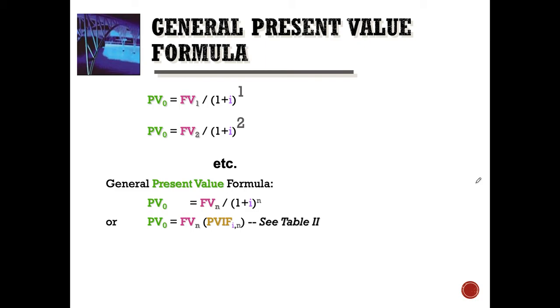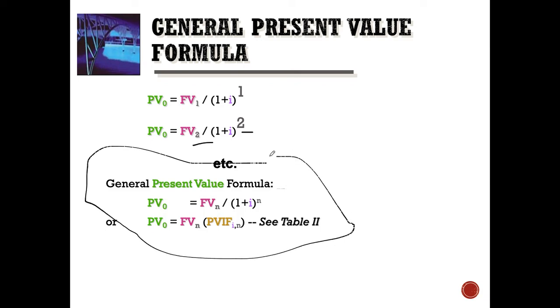Okay, this is the general present value formula. Present value 0 is future value 1 divided by (1 plus i) to the power of 1, then to the power of 2, etc. So the general formula is: present value 0 equals future value n divided by (1 plus interest) to the power of n. Or you can also use table 2: present value 0 equals future value n multiplied by the present value interest factor for interest i and n.